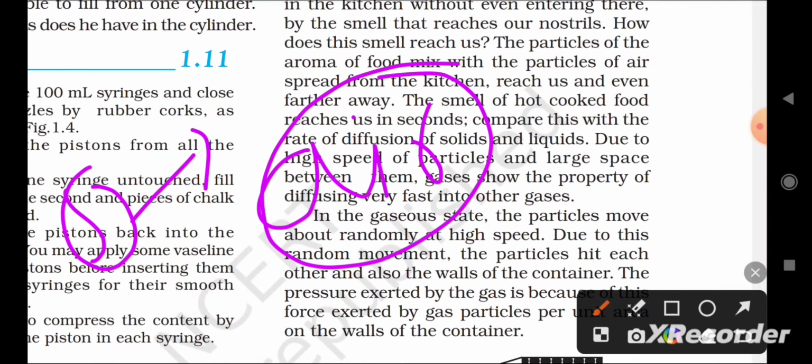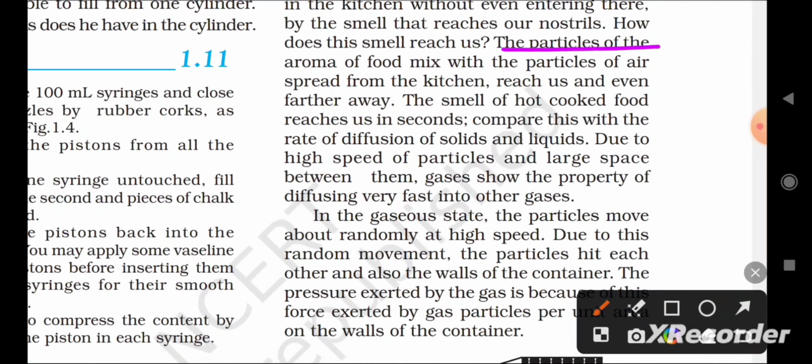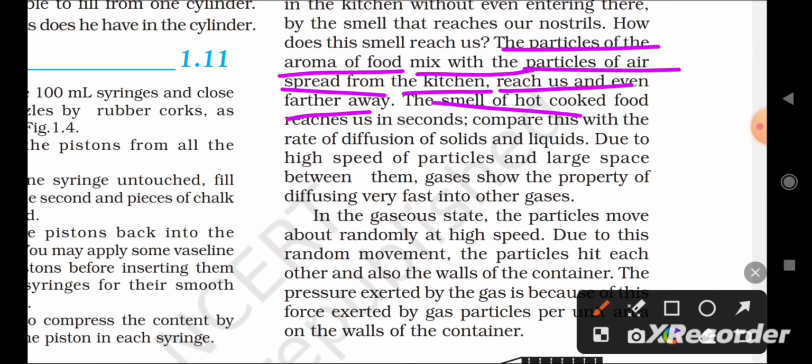The aroma of food particles mixes with the air particles, and they travel further away. This is the reason the particles of the aroma of food mix with the particles of air, spread from the kitchen, and reach us and even further away. The smell of hot cooked food reaches us in seconds, compared with the rate of diffusion of solids into liquids.